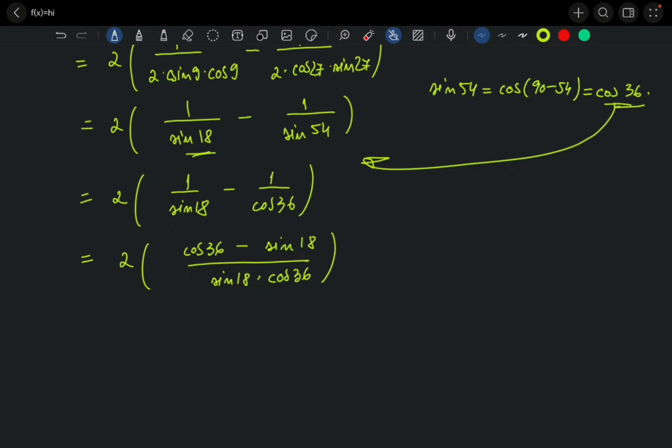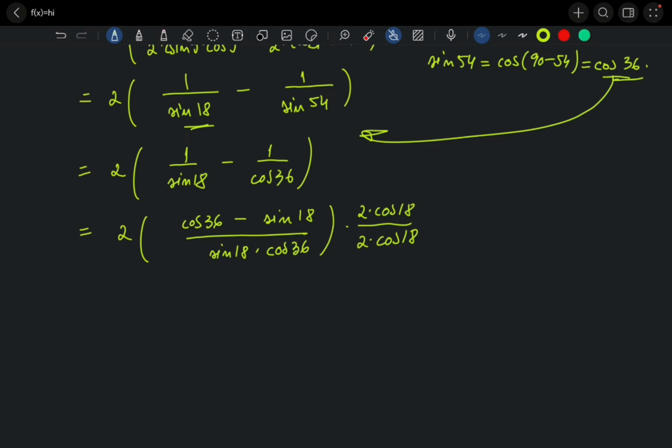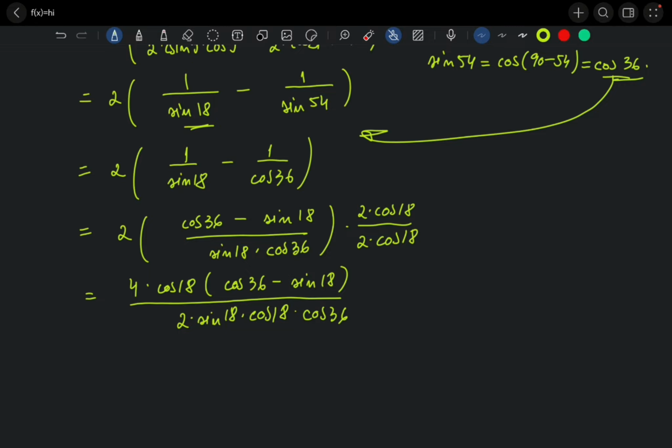Now we are going to use the same trick that we used in the last trig video. The link is in the description. We multiply and divide the whole expression by 2 times cosine of 18 over 2 times cosine of 18. And you will see immediately why we do that. So we get 4 times cosine of 18 all over cosine of 36 minus sine of 18 over 2 times sine of 18 times cos of 18 times cosine of 36 degrees.